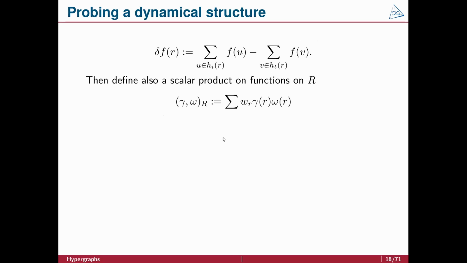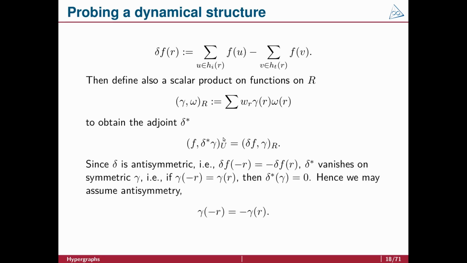Now, we have this difference operator, and so now we also define a product on functions on R, on the relations. Again, we can introduce, if we want, certain weights, and then we can obtain the adjoint of this operator, with respect to the scalar products. And now, since the difference operator is antisymmetric, this adjoint vanishes on symmetric elements.